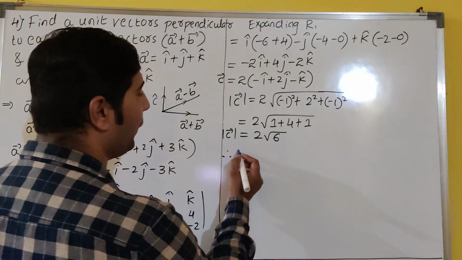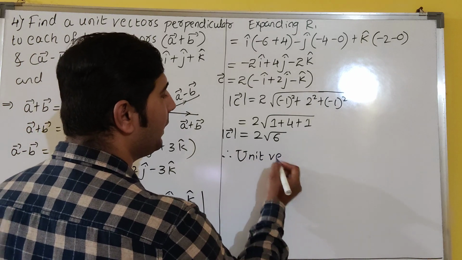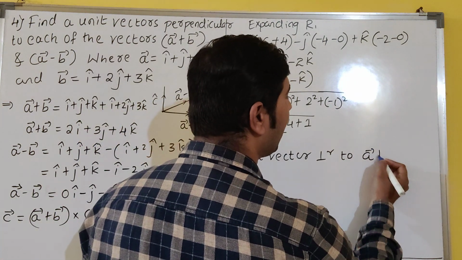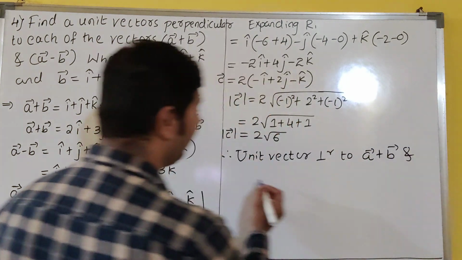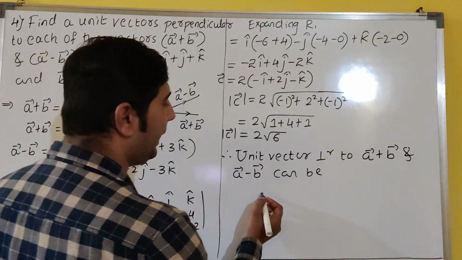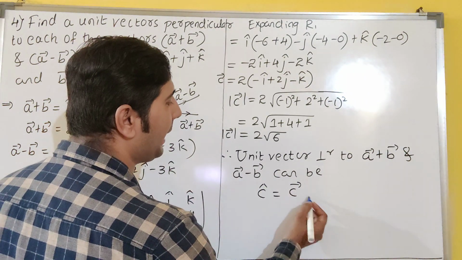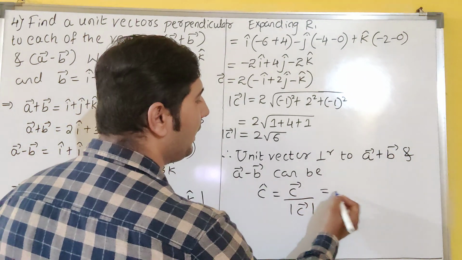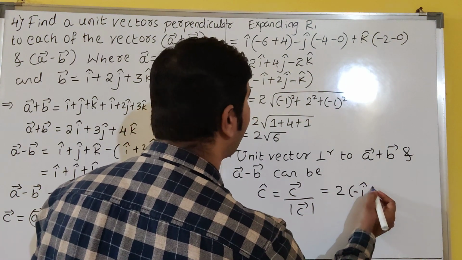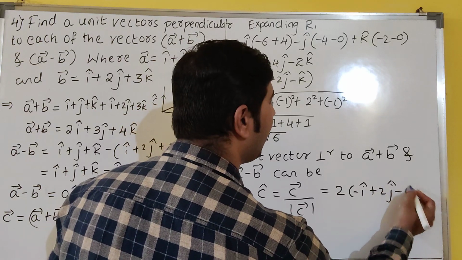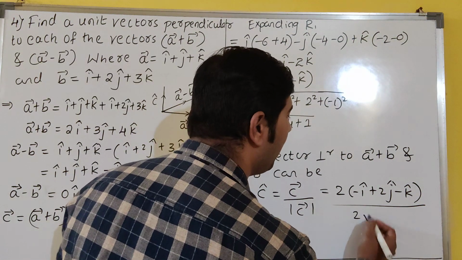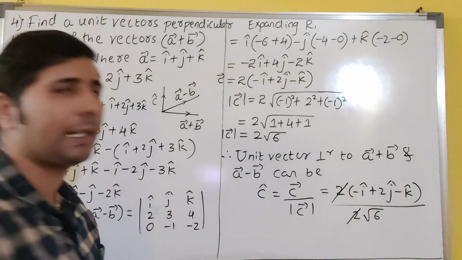I have to find what? Therefore, the unit vector perpendicular to vector A plus vector B and vector A minus vector B can be C cap is equal to C vector divided by magnitude C. And C vector is what? Already we got. We can write it as 2 into minus i cap plus 2j cap minus k cap, dear students. And magnitude of C is how much? 2 root 6 or not? 2 root 6, the 2 gets cancelled, dear students.